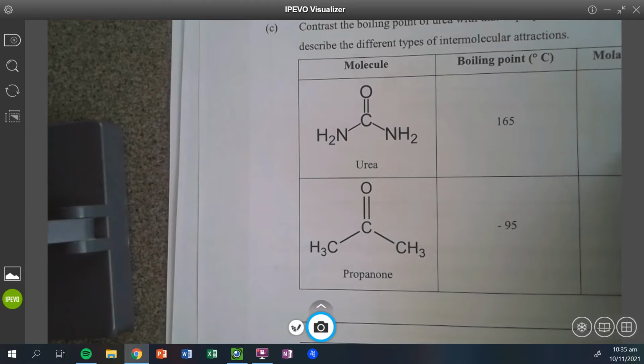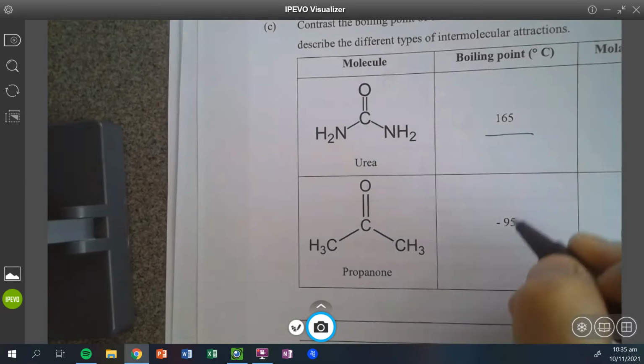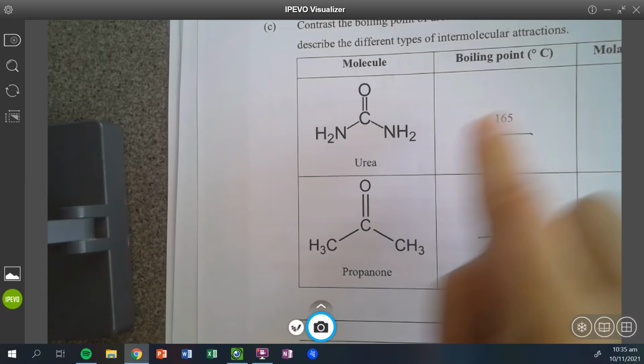Since they've given you 2 things of similar masses, the intermolecular forces are going to be basically similar. So they both have the same temporary dipole attractions. They're both polar molecules, so they're both going to have the permanent dipoles. But the reason why these guys have such different temperatures is the hydrogen bond.